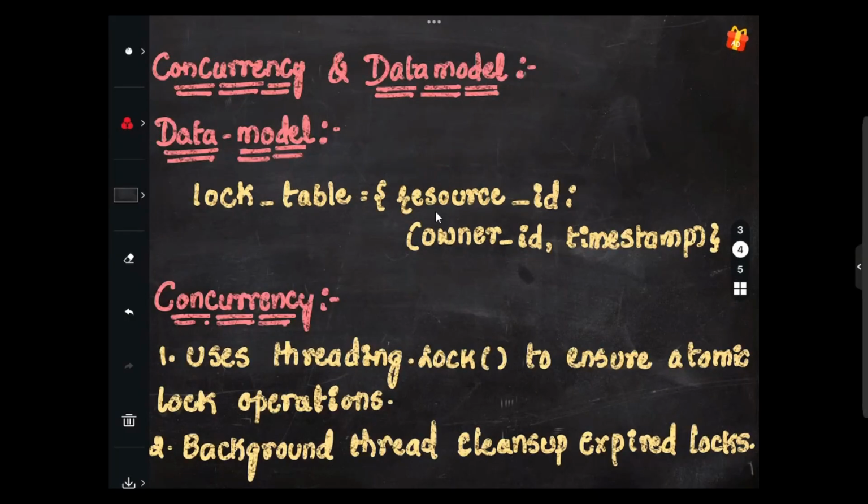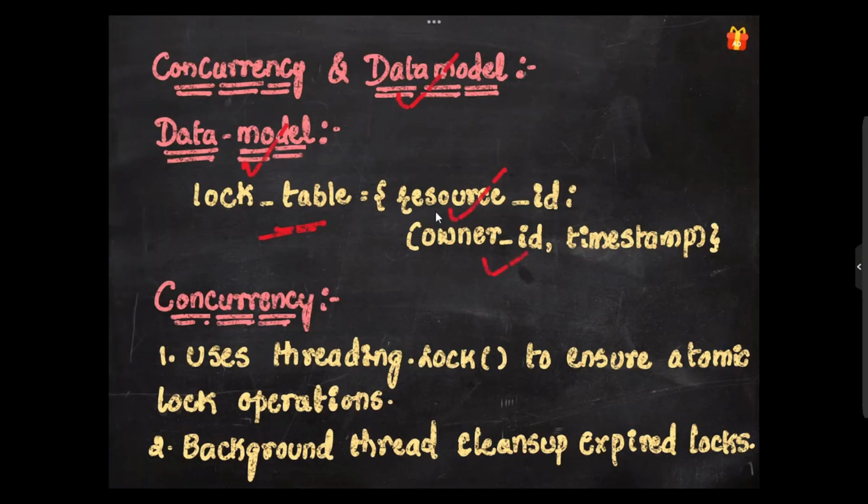Next, let's go with the concurrency and the data model. For the data model, we'll have a log table keyed by the resource ID, which consists of the owner ID as well as the timestamp. For concurrency, we will make use of threading.Lock to ensure atomic lock operations. We'll also have a background thread that cleans up expired locks.